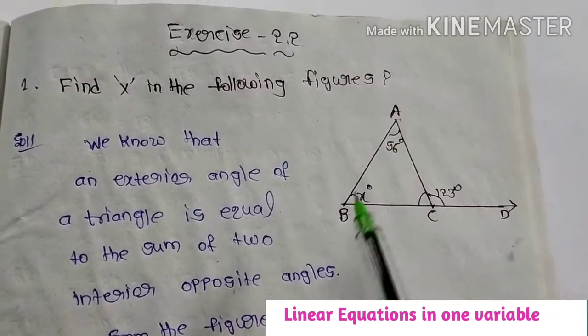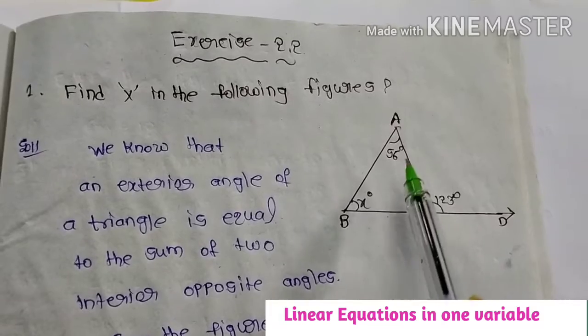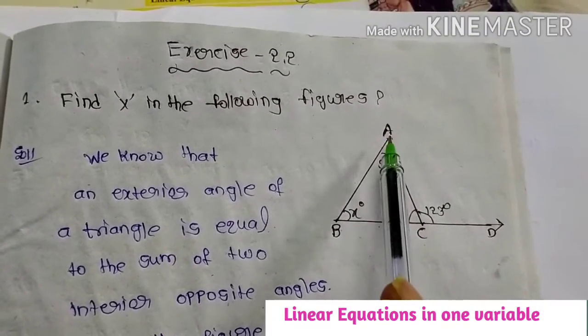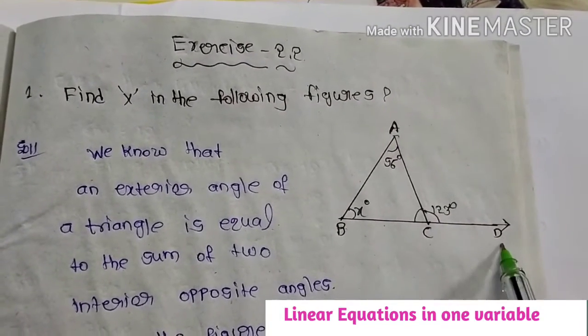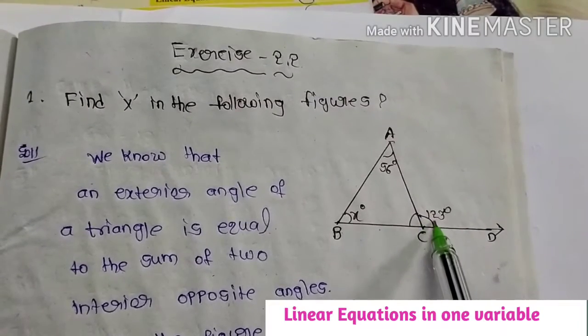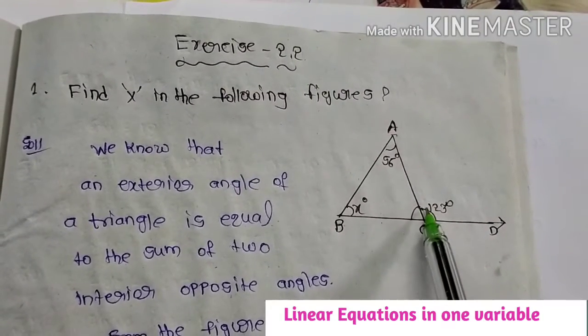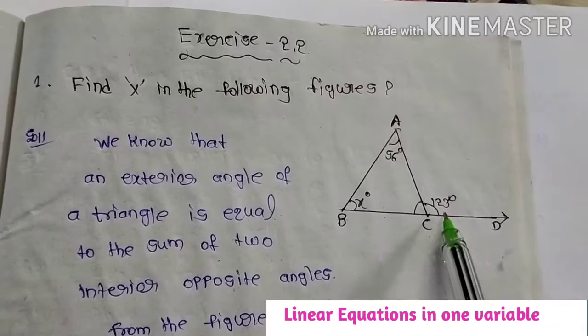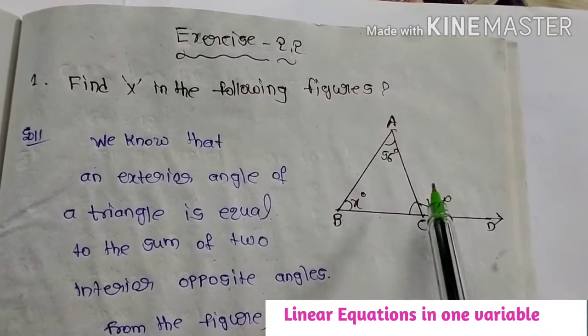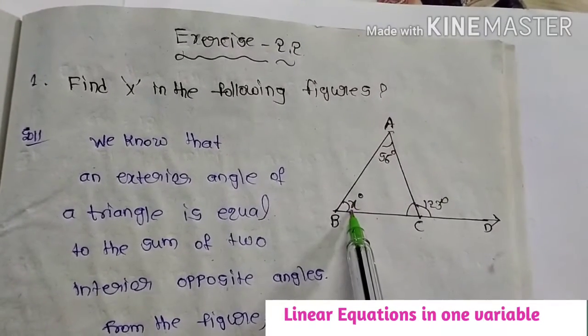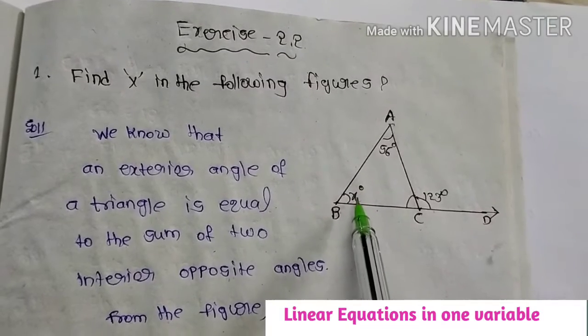See here A, B, C. ABC is a triangle or not? Yes. Here A, C, D. ACD is an exterior angle. Yes or no? You know that this is an exterior angle. But we need to find which value? X value. Yes or no? Yes. How can you find?